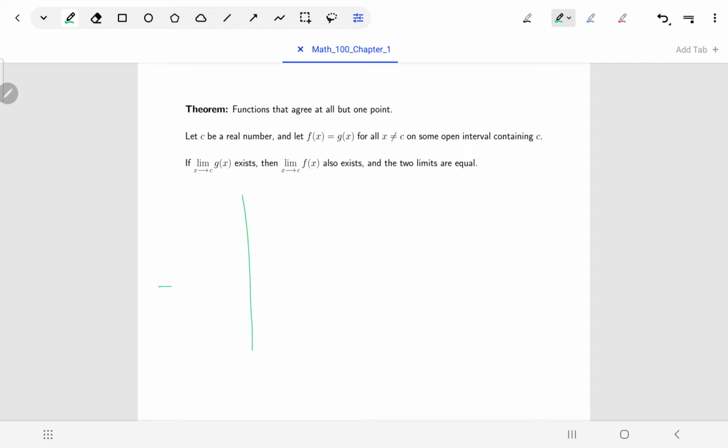So if you're looking at the graphs, you might have the graph of f looks like this, and then the graph of g looks identical, and I'm trying to draw it identical, except maybe at c it's doing something different. Maybe there's a skip or a hole or a jump or whatever, but everywhere else the functions are identical to each other. So what it's telling you is that if the limit exists for the one function, then the limit will exist for the other function. And then the two limits would have to be the same.